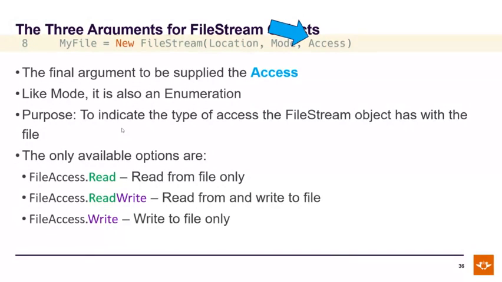So if you use FileAccess.Read, then you can only read from that file. You can't write to the file. ReadWrite will allow you to read and write to a file, and Write, you only open up the file to write to the file itself.